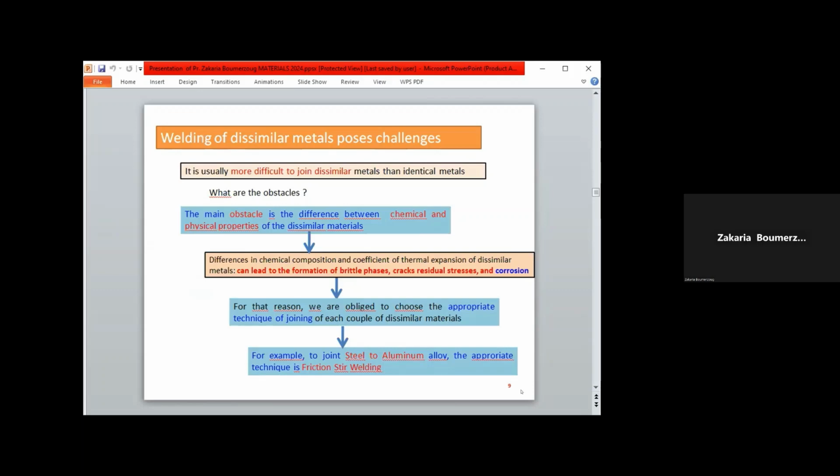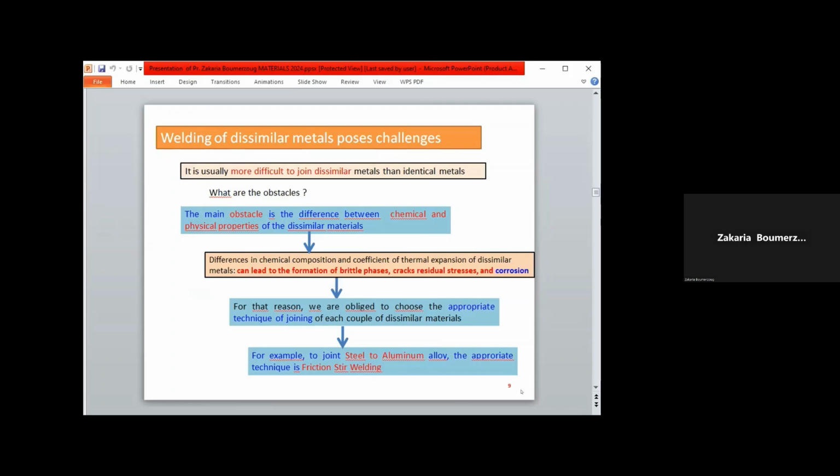However, welding of dissimilar metals poses challenges. It is usually more difficult to join dissimilar metals than identical metals. What are the obstacles? This is a question. The main obstacle is the difference between chemical and physical properties of dissimilar materials. For example, differences in chemical composition and coefficient of thermal expansion of dissimilar metals can lead to the formation of brittle phases, cracks, residual stress, and corrosion.